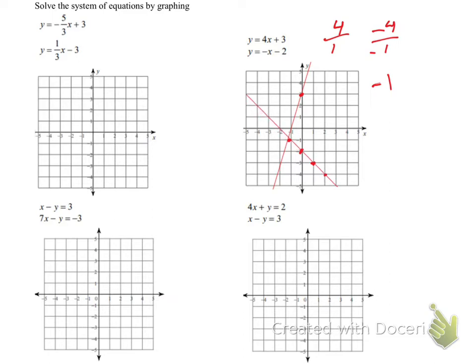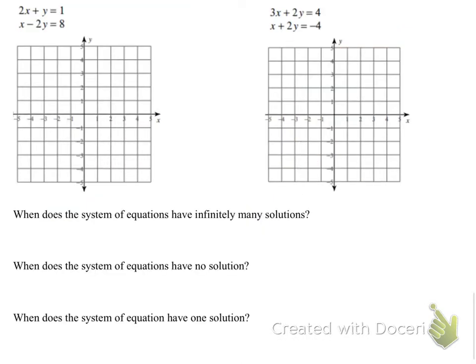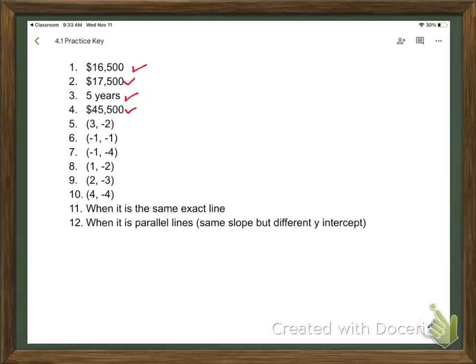The spot where they are the same is right here, and that's (-1, 1). I'm sorry, (-1, -1). Check our answer: (-1, -1).